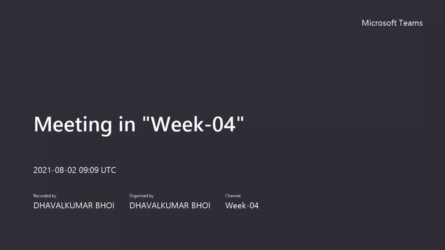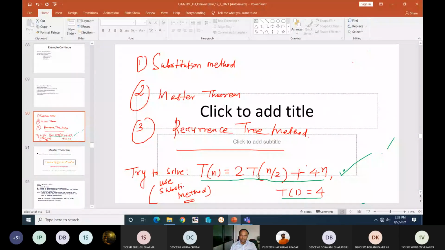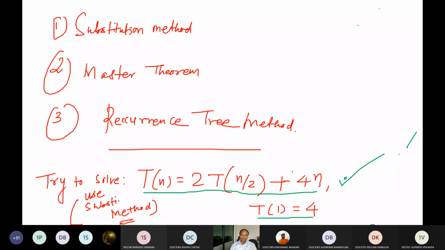You don't require to purchase those books, right? So you can go and refer those books. Okay, so let me share my screen. I hope my screen is visible, right?